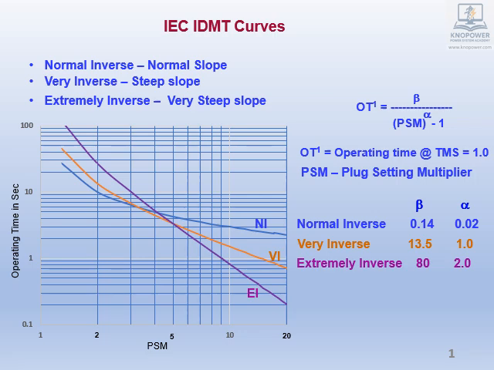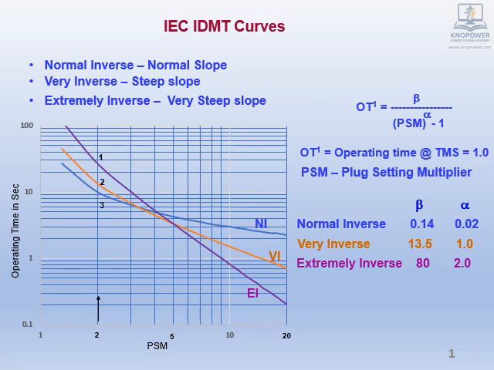By plugging in appropriate values for alpha and beta in the equation, we can find OT1, operating time at TMS equals 1, for NI, VI and EI. For NI, OT1 equals 0.14 by PSM to the power 0.02 minus 1. This is well known to all of you. For VI, OT1 equals 13.5 by PSM minus 1. For EI, OT1 equals 80 by PSM square minus 1.